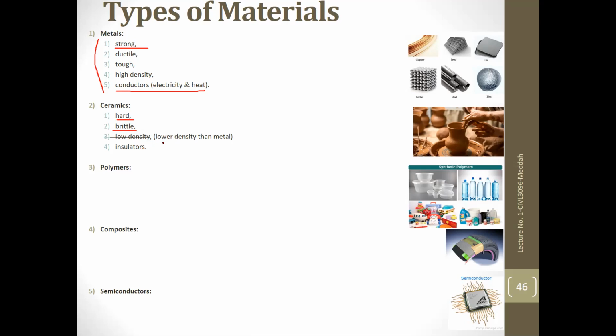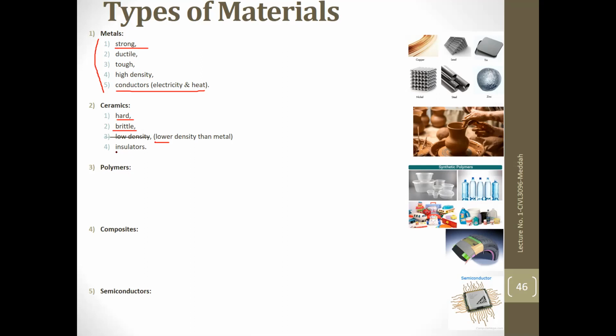And in terms of density, they have somewhat low density. I cannot say low density, but if I compare the density of ceramics with metals, of course, we can say it is low. But if you compare the density of ceramics with polymers, the density of ceramics is higher than that of polymers. So we have to be specific here. It is lower than the density of metals, but higher than the density of polymers.